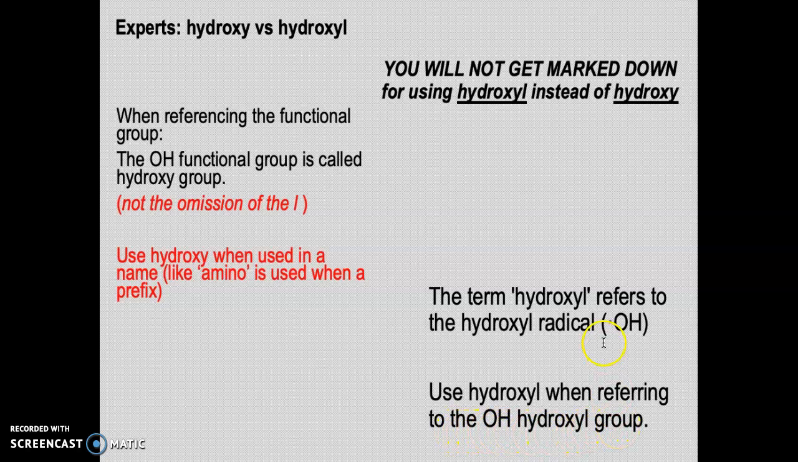But as I say, not important, and it's only a little extra if you were wondering why sometimes there's a hydroxy and sometimes there's a hydroxyl.